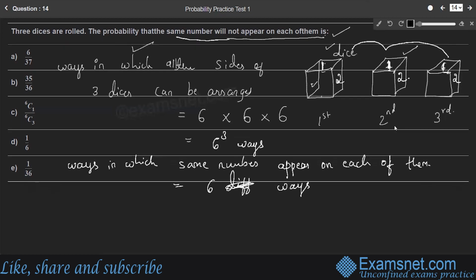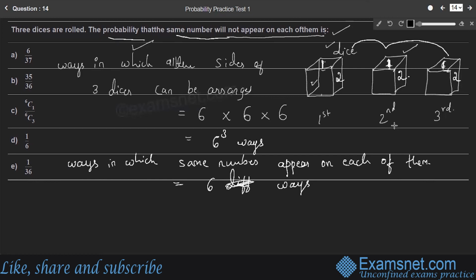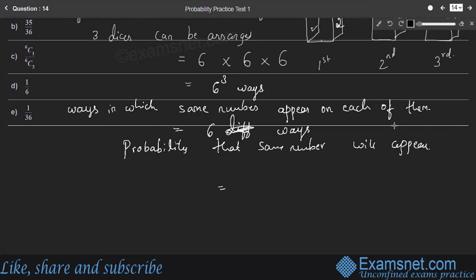Therefore, we'll consider the probability that the same number will appear on each of them, right? So, probability that the same number will appear on all the 3 dice is equal to, by the formula, favorable outcomes. Here favorable outcomes are the ways in which the same number will appear on each of them, right? There are 6 ways in which the same numbers will appear on each of them, divided by total outcomes.